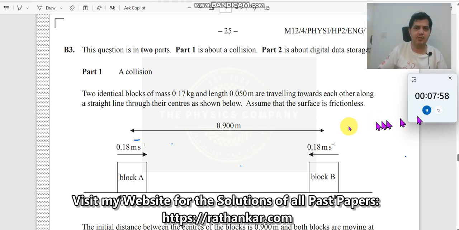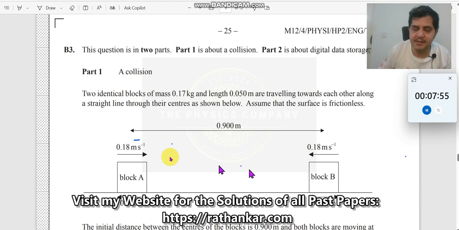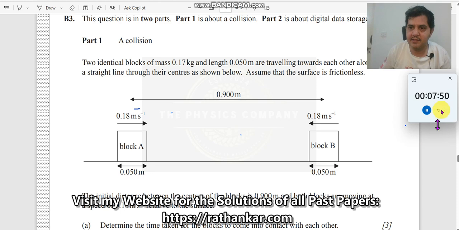Okay, this question is about collision, and this is for 8 marks, so I have adjusted the timer to 8 minutes. Right, let us start solving this problem.